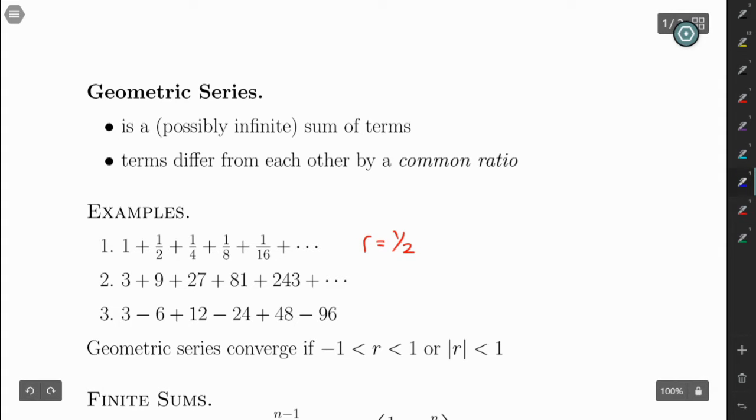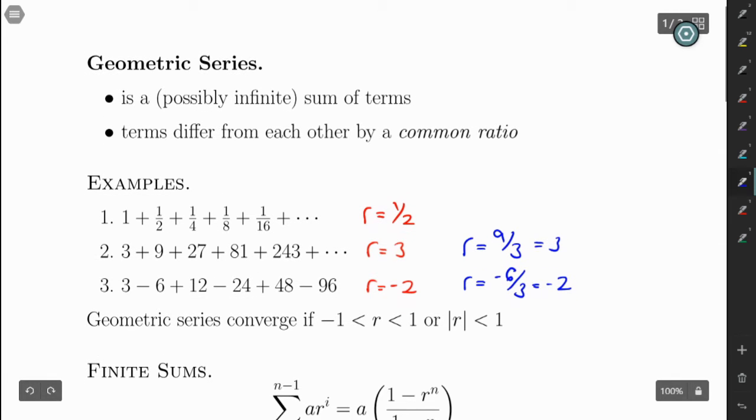To determine the ratio, we just take the ratio of any two consecutive terms. So here we would do 9 over 3, which is 3. And then in the next example, we would do -6 over 3, which is -2. Of course, it is important in which order you take the ratio, and it is important to pay attention to any negative signs.